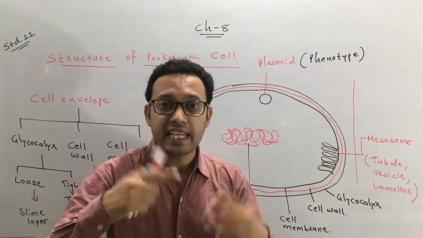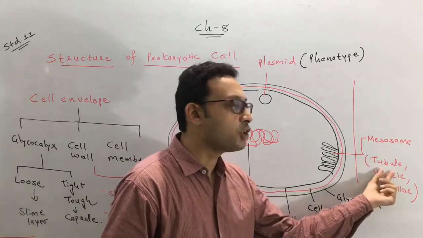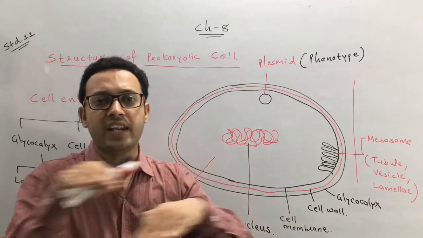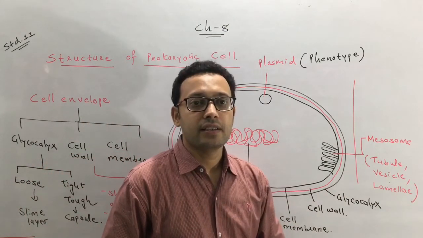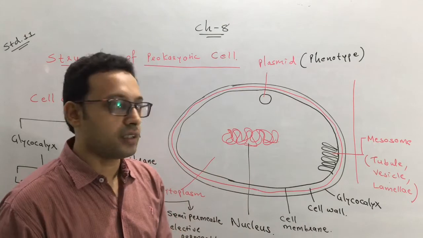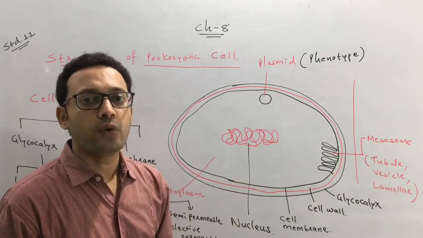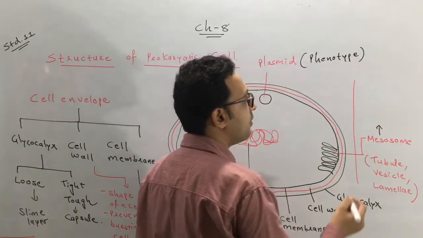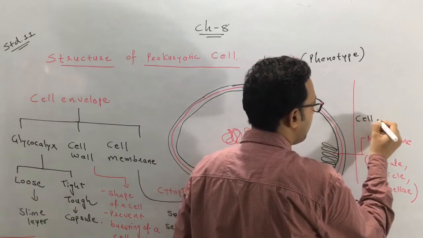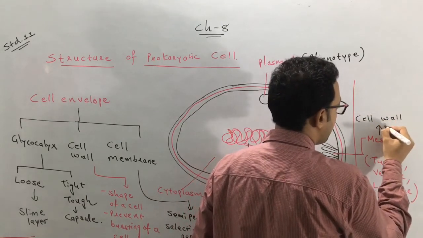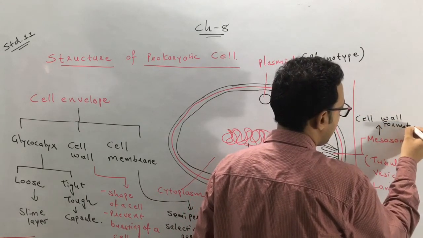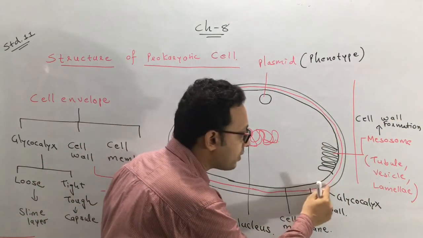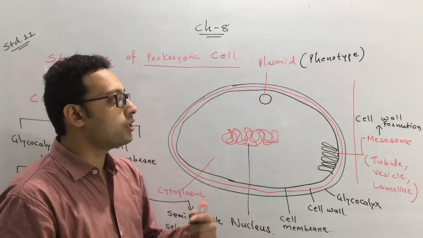Okay, so this infolding may be of different shapes. It may be tube-like, called a tubule, it may be bag-like, called a vesicle, or it may be a flat structure called a lamella. So in any form it may occur. And this mesosome has important functions. So what are the important functions of this mesosome? It is responsible for cell wall formation. This is the most important function. Through this mesosome, its outer layer, the cell wall, is going to be formed.